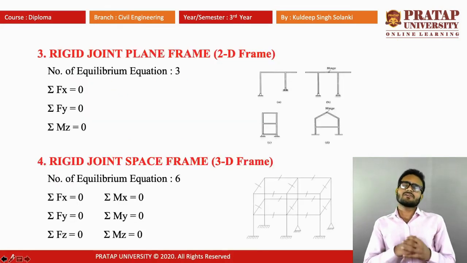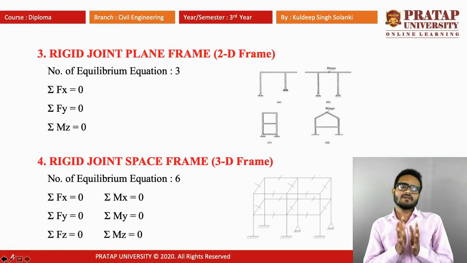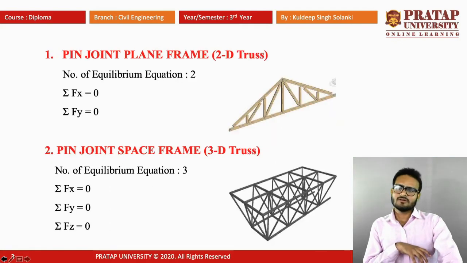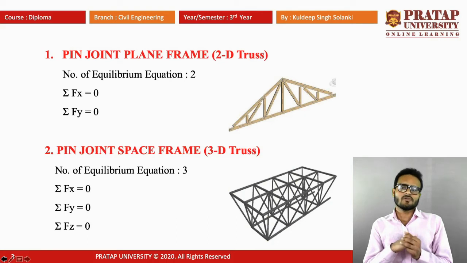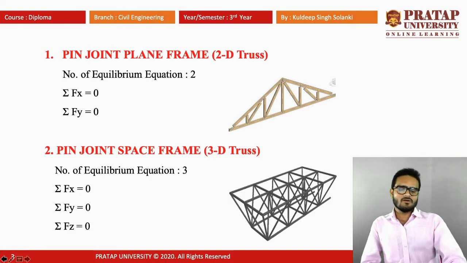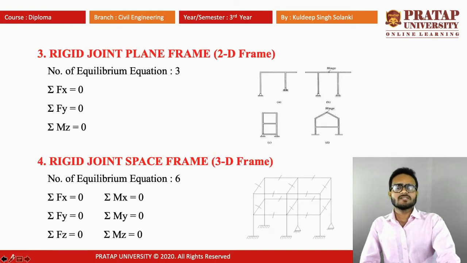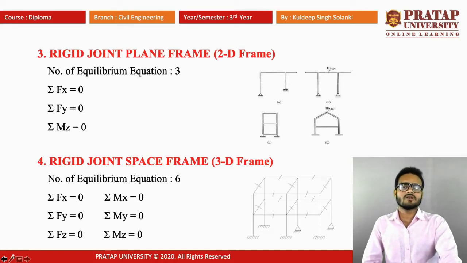the equilibrium equation topic is completed. It means for a pin joint 2D truss, there is no moment, and the number of equilibrium equations is equal to 2. In a pin joint 3D truss there is also no moment, so the number of equilibrium equations is equal to 3: Fx, Fy and Fz. In the case of a rigid joint 2D structure, the number of equilibrium equations is equal to 3: Fx, Fy and Mz. In a rigid joint 3D structure, the number of equilibrium equations is equal to 6, 3 forces and 3 moments.